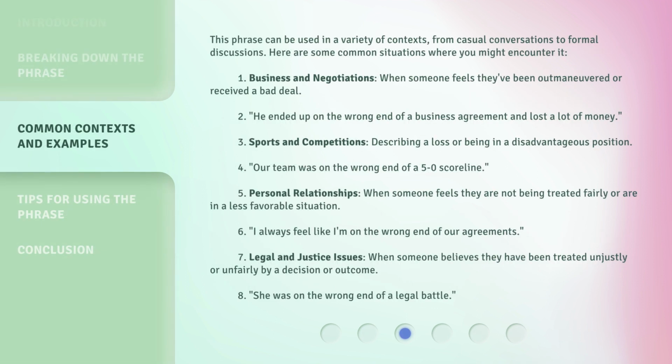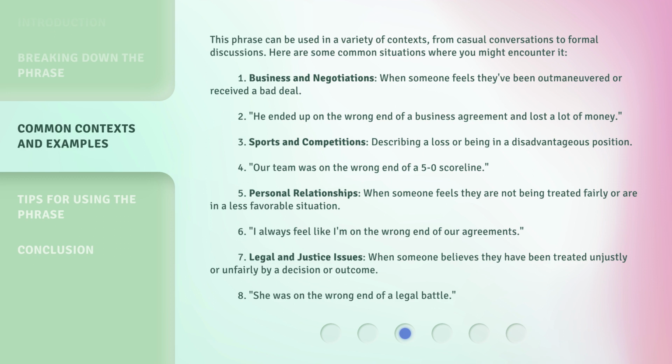This phrase can be used in a variety of contexts, from casual conversations to formal discussions. Here are some common situations where you might encounter it. 1. Business and negotiations, when someone feels they've been outmaneuvered or received a bad deal. 2. He ended up on the wrong end of a business agreement and lost a lot of money. 3. Sports and competitions, describing a loss or being in a disadvantageous position. 4. Our team was on the wrong end of a 5-0 scoreline.